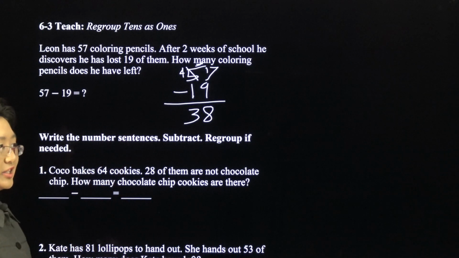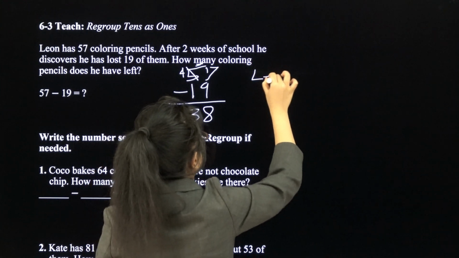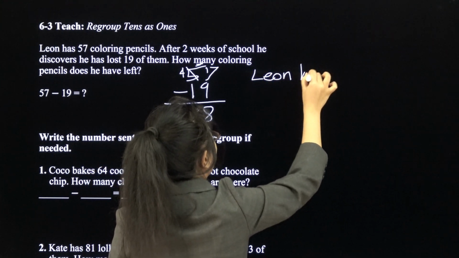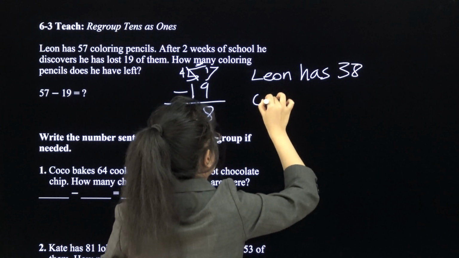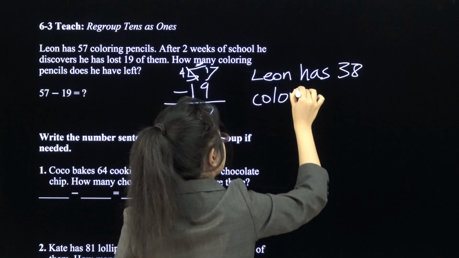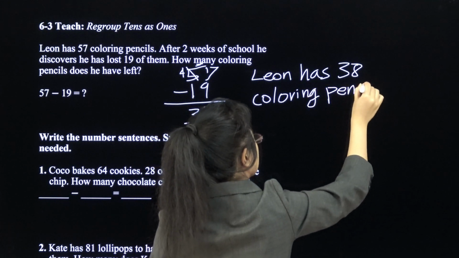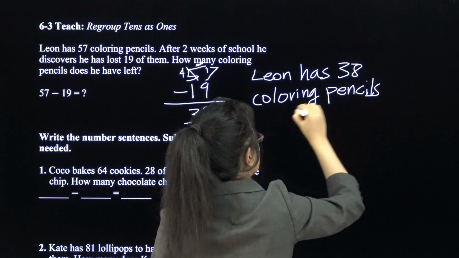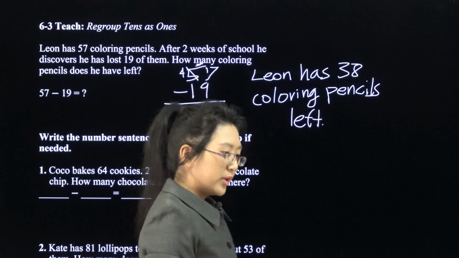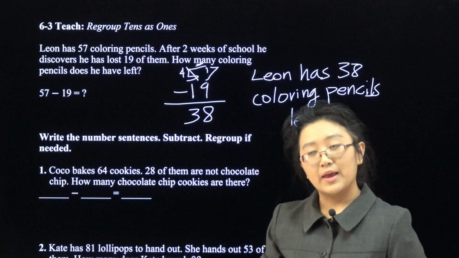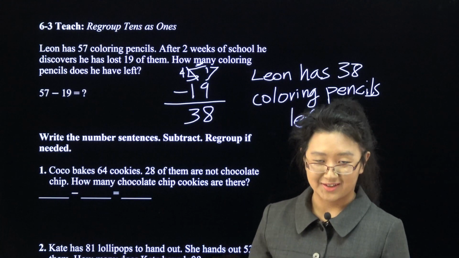So we did the calculation, and we got that Leon has 38 coloring pencils left. So when you regroup in subtraction, you're borrowing numbers, basically.